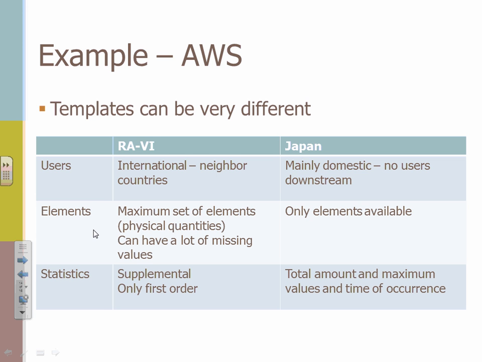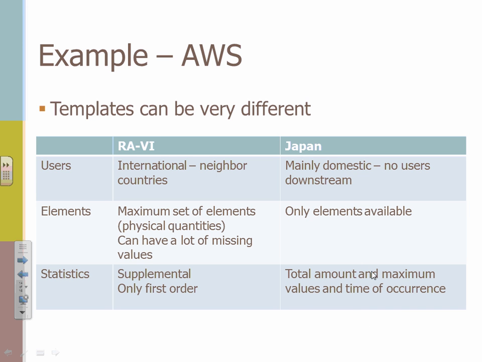Because European people are trying to standardize this AWS, the template includes the maximum set of elements and physical quantities, but not all AWS instruments cover these physical quantities, so there can be a lot of missing values sometimes. So only temperature and pressure are reported, but not others. In Japan's case, this is of course very localized, so we almost never have missing values. So it's a compact one.